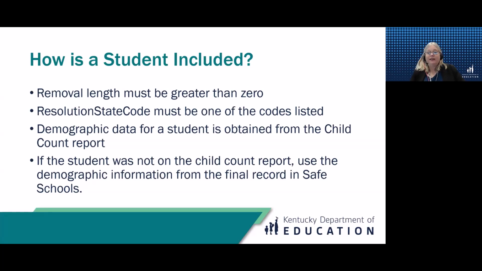So all demographic data for a student is obtained from the child count report if the student is on child count. Most of the students are, sometimes they're not. Sometimes they may have had the incident before, and then they were dismissed from special education or something like that. So they may not be on the child count report. If they are on the child count report, we use the demographic data from that. If they are not, we use the demographic data from that student's final record in Safe Schools. Next slide.